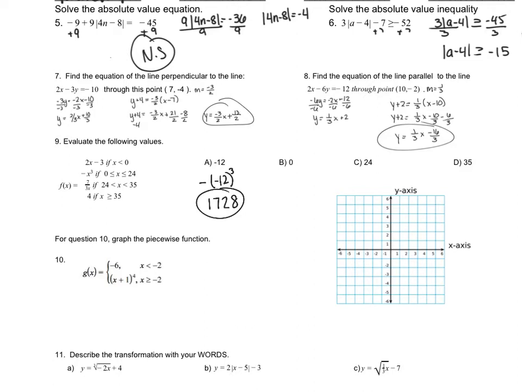0 is again 0. 24 is that same one. So we're going to do 24 to the third power and then the negative. So negative 13,824. And then 35 is just 4.